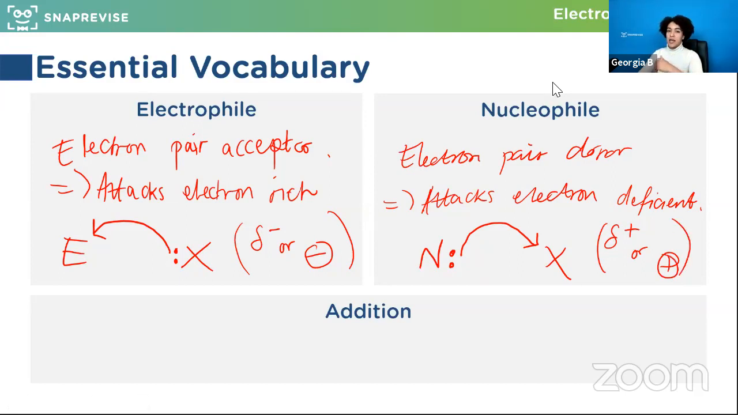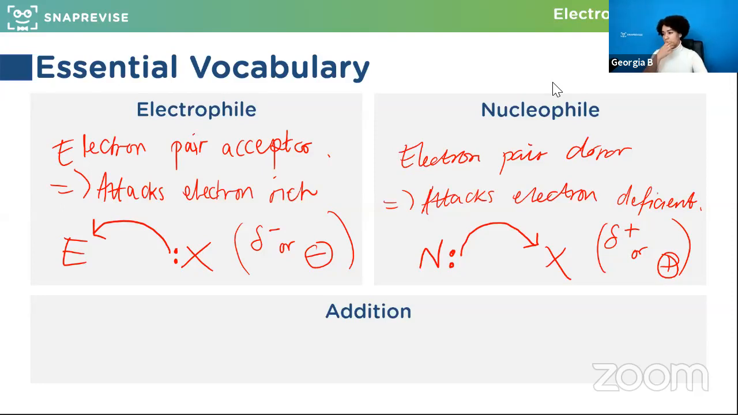So things like the oxygen in water or in an alcohol has a lone pair of electrons. So it's likely to donate that pair of electrons to something else. Just like your halogens also have lots of lone pairs of electrons. So they tend to be nucleophiles. Like in a substitution reaction, you have your halogen attacking something that's electron deficient.